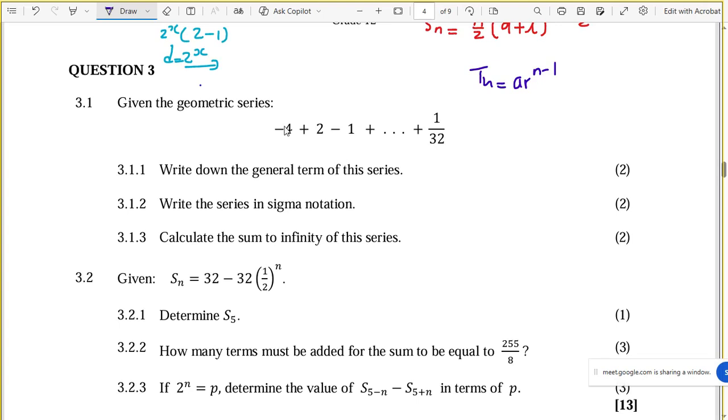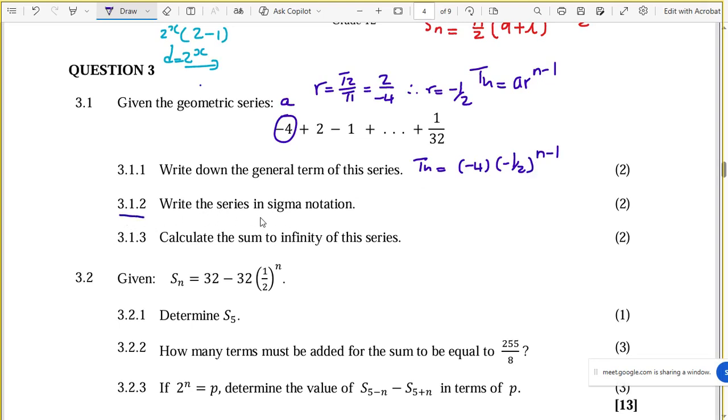So we need to find the value of a. This is my a. I need to find r. r is T2 over T1. T2 is 2 over T1 is minus 4. Therefore, r is minus 1 over 2. So to find Tn, where there's a, I put -4, where there's r, I put -1 over 2, to the power n minus 1. Then you are done.